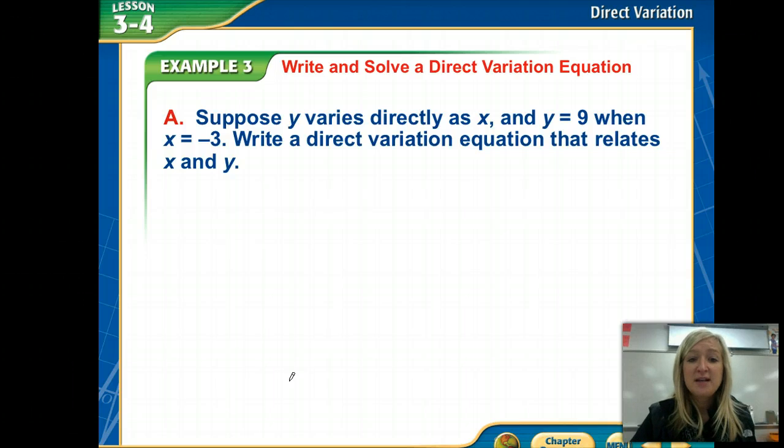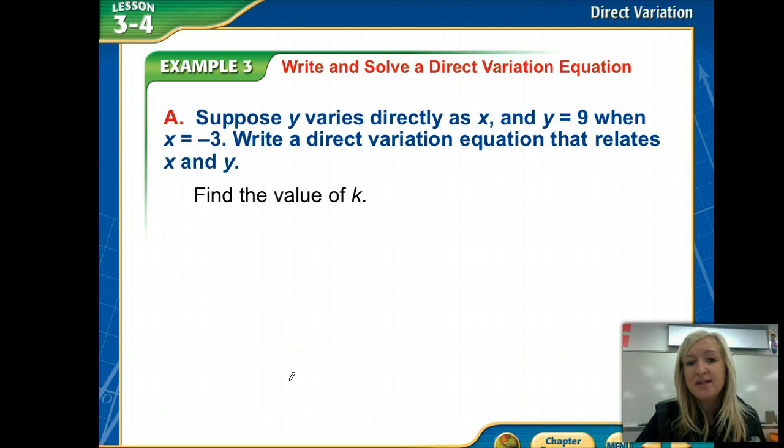All right, so that was example kind of 1 and 2 with graphing and finding the slope or the constant of variation. This is the last example, and we are going to write and solve a direct variation equation. So it says, suppose y varies directly as x and y equals 9 when x equals -3. Write a direct variation equation that relates x and y.